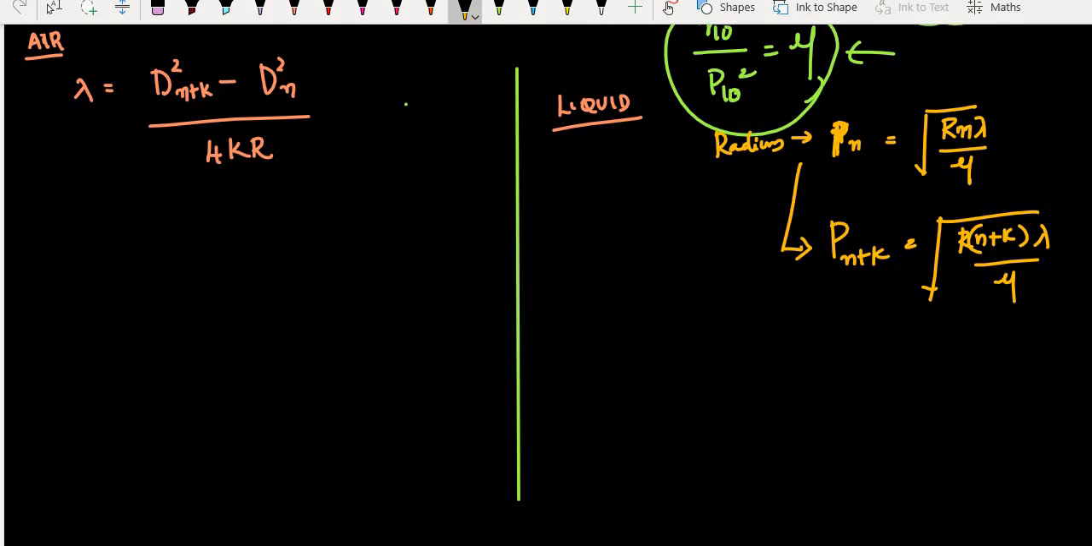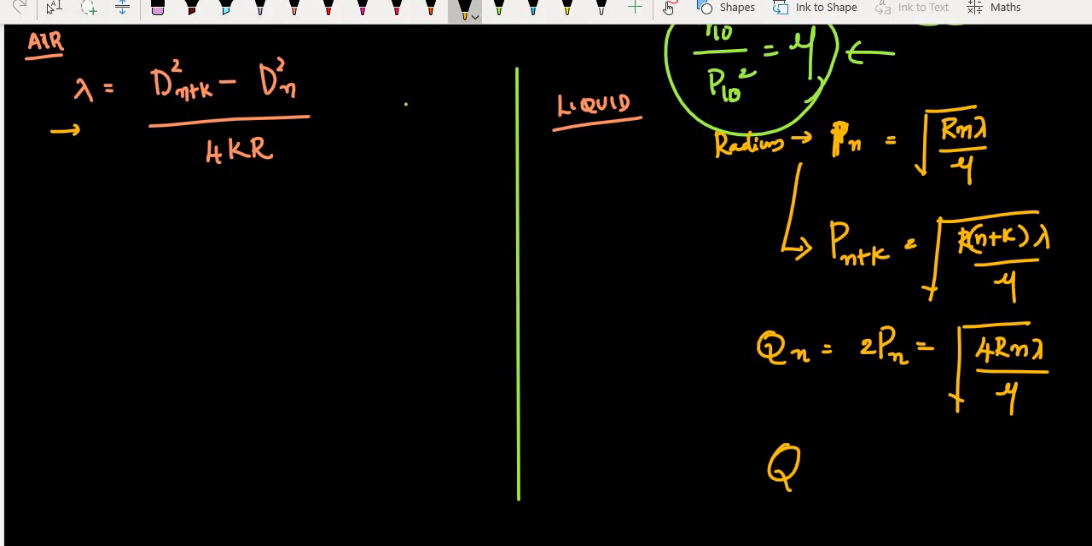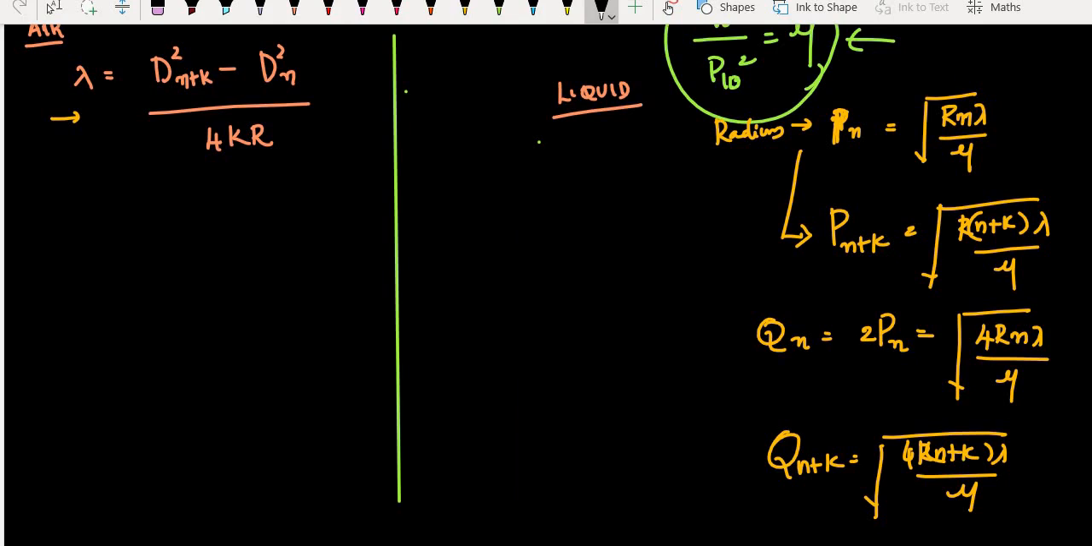This is the radius of the n plus kth dark ring using some liquid. Now we need to find the diameter. Here we have the equation of lambda in terms of the diameter, and we are going to do the same. Suppose this is the radius and I am taking the diameter equal to Q. Qn is equal to 2 into Pn, which is equal to root of 4Rn lambda divided by mu, and Qn plus k is equal to root of 4R into n plus k lambda divided by mu. So in this case we have Qn and Qn plus k.